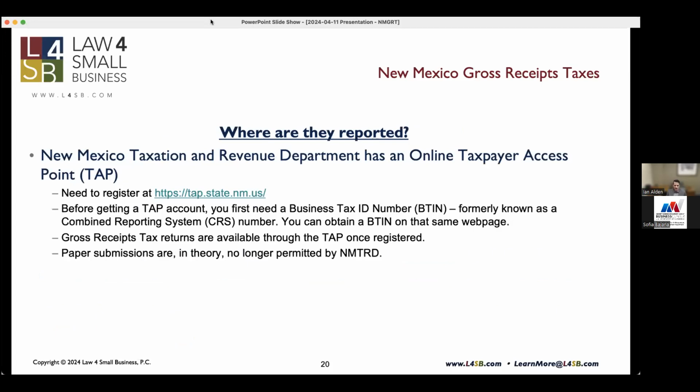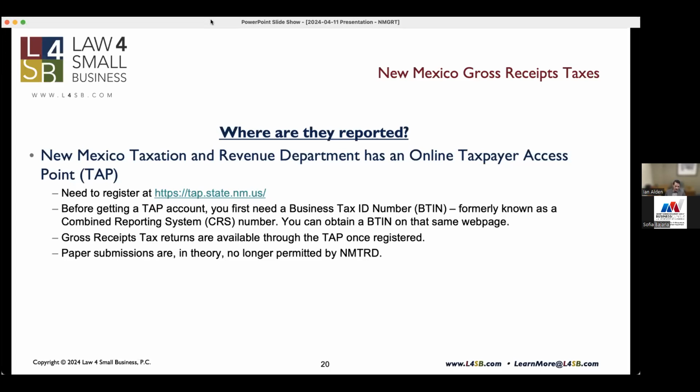Where do taxes need to be reported? They need to be reported online. Historically, Tax and Rev has accepted paper filings for this, CRS returns and whatnot, but they're really trying to move away from paper filings. I have clients who still somehow get away with doing paper filings, even though they're not supposed to, but really, Tax and Rev says do this online.